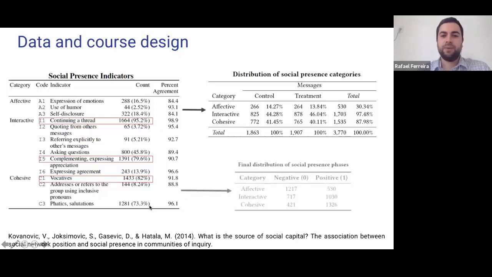And we ended up with this coded data. For each category, we have negative, the number of messages that don't have any indicator of the category, and positive if it has at least one of each category. Again, these numbers won't match the total number of messages that we have, because one message can have more than one indicator.